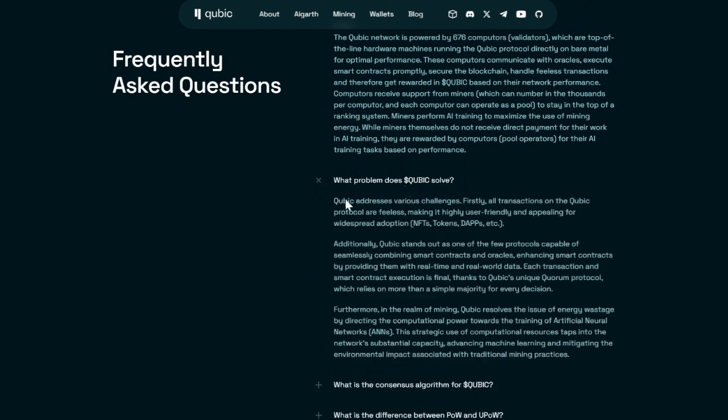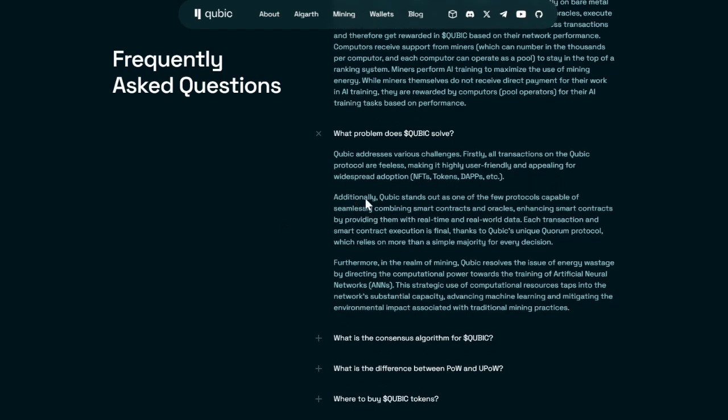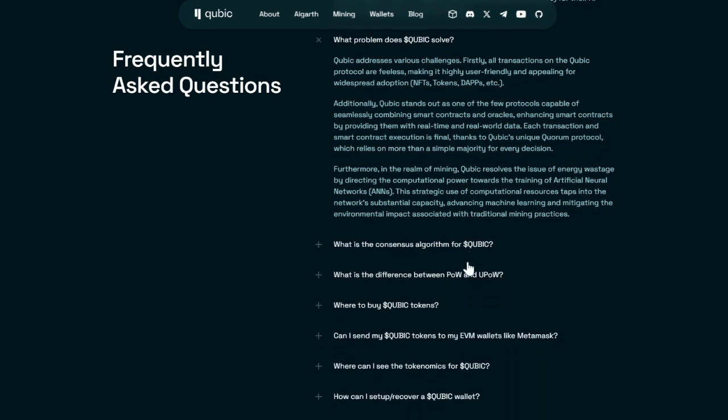What problems does Qubic solve? Qubic addresses various challenges. Firstly, all transactions on the Qubic protocol are feeless, again, as it says, making it highly user-friendly and appealing for widespread adoption. Additionally, Qubic stands out as one of the few protocols capable of seamlessly combining smart contracts and oracles, enhancing smart contracts by providing them with real-time and real-world data. Each transaction and smart contract execution is final thanks to Qubic's unique Quorum protocol, which relies on more than a simple majority for every decision.